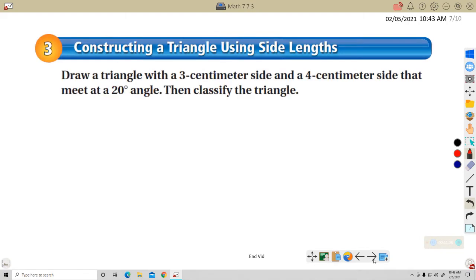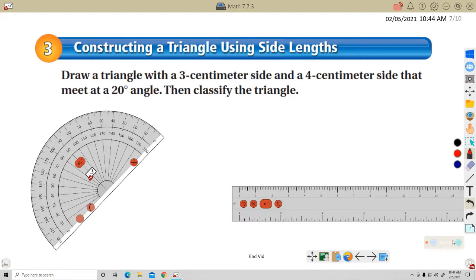Okay, let's take a look at number 3 here. Draw a triangle with a 3 centimeter side and a 4 centimeter side that meet at a 20-degree angle. Then classify the triangle. Okay. Let's see here. Okay, so here I've got my ruler. So I'm going to draw the 4 centimeter side first. So let's see if I can do this here. I guess I'm using red. Okay, so there's my 4 centimeter side.